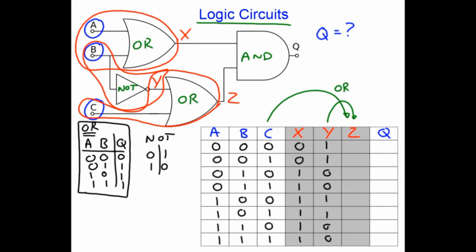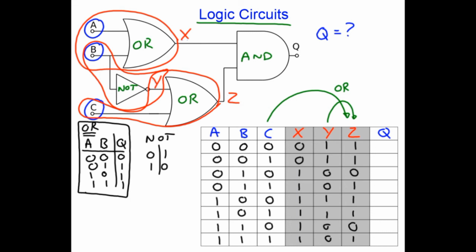So 0 or 1 gives us 1. 1 or 1 gives us 1. 0 or 0 gives us 0. 1 or 0 gives us 1. 0 or 1 gives us 1. 1 or 1 gives us 1. 0 or 0 gives us 0. 1 or 0 gives us 1. So that is the OR gate function of column C and column Y.